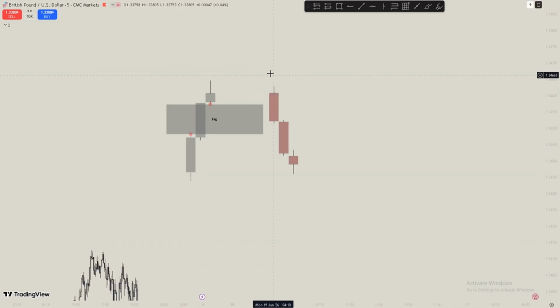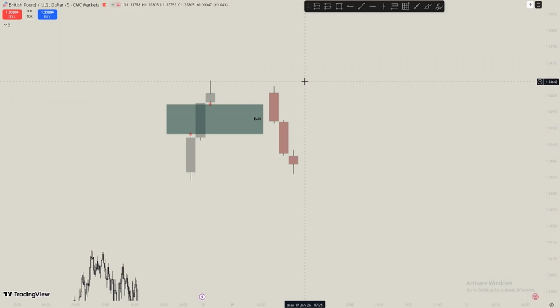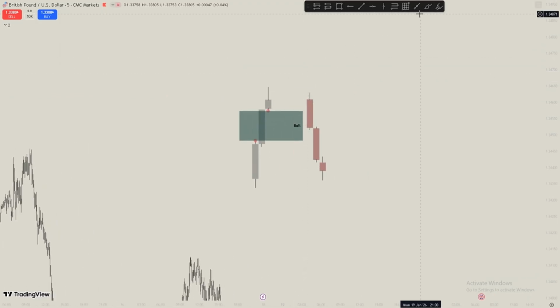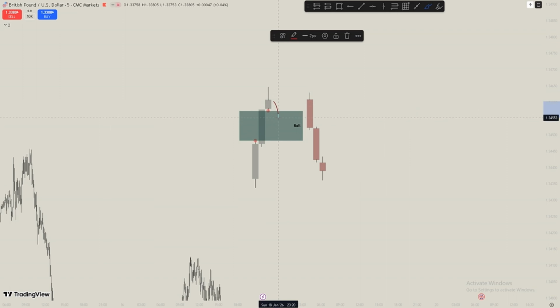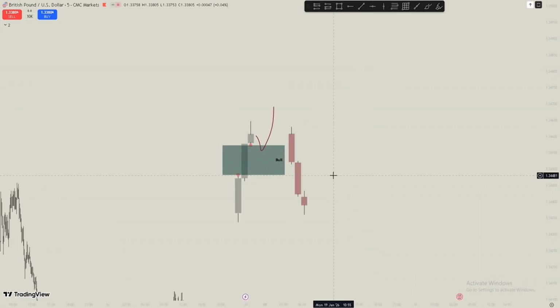So it will be a bullish fair value gap. Okay, let me mark it like this. And after that, whenever price comes to this zone, it's going to explode. That's the scenario of the fair value gap.